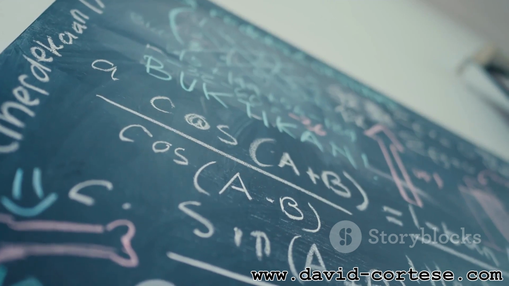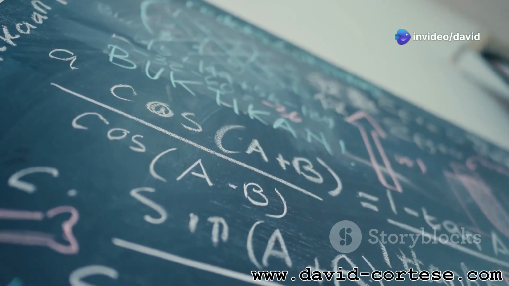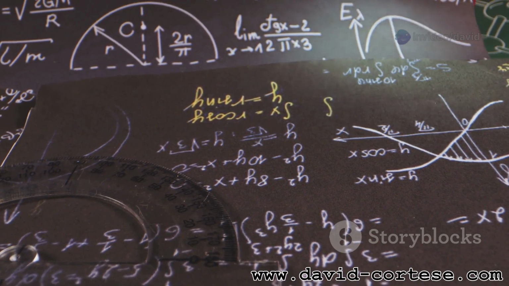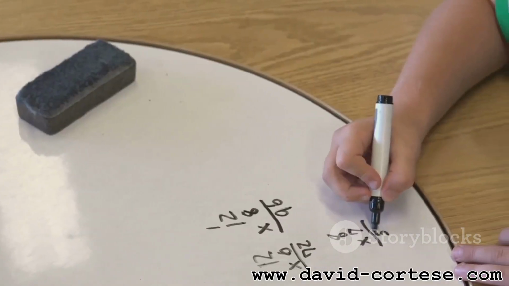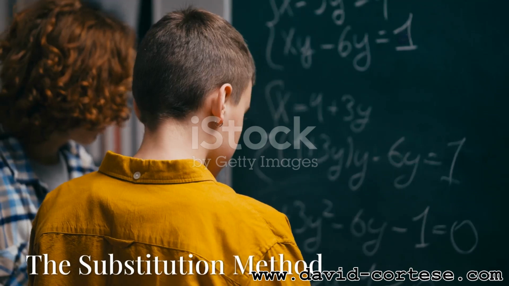Let's say you have two equations, x plus y equals 5 and x minus y equals 1. This is a system of two equations. It has two variables, x and y. Solving this system means finding the values for x and y that satisfy both equations.